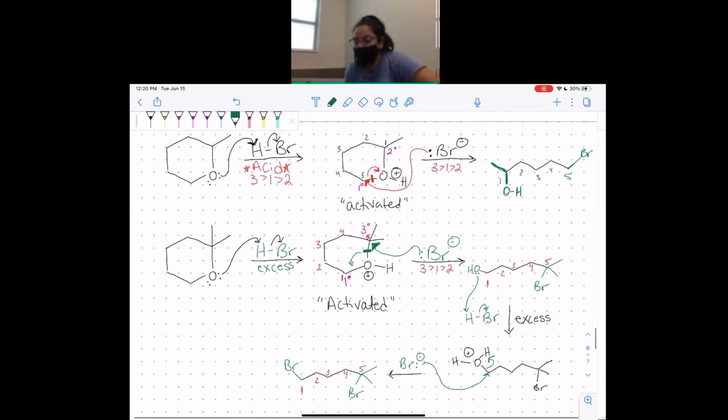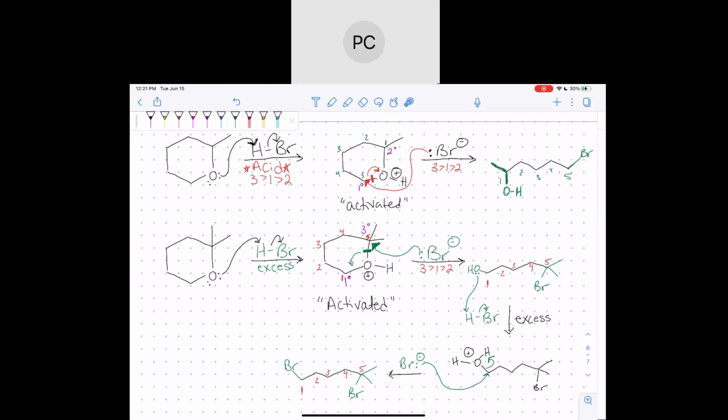So the difference between these reactions is if you do not have excess, so you have 1 mole of HBr, you have 1 bromine and 1 OH. If you have excess HBr, you're going to have 2 bromines on your final product. Does that kind of make sense? So we're basically doing the reaction twice. Yep, precisely.